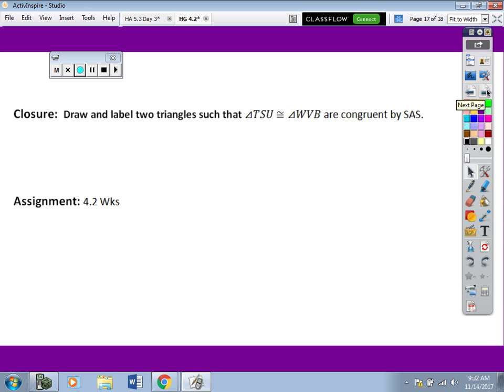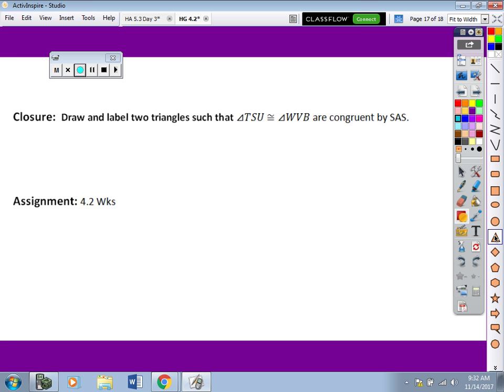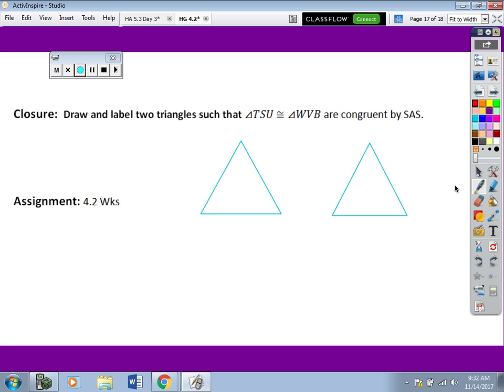The flowchart had said draw and label two triangles that are congruent by SAS, and we're also marking them. So we label them TSU, WVB, and we want to mark them by SAS. So I'm going to have one congruent side, an included angle, and another congruent side. This is one example of what it covers.